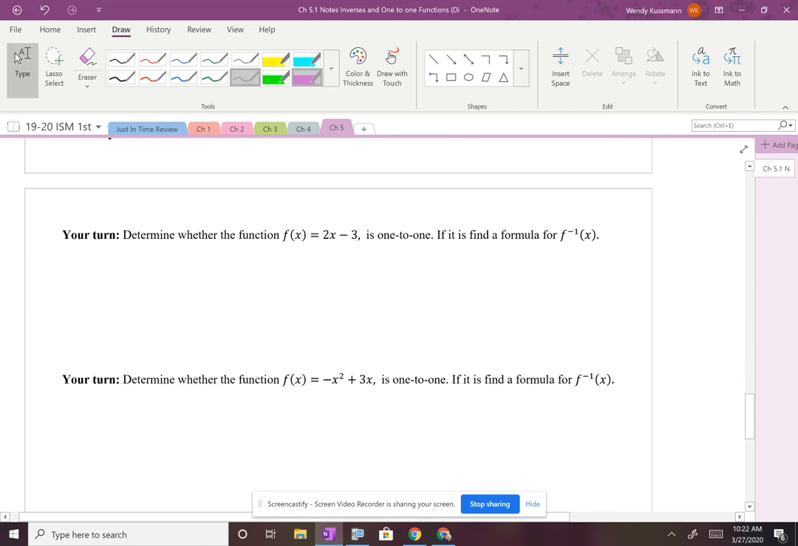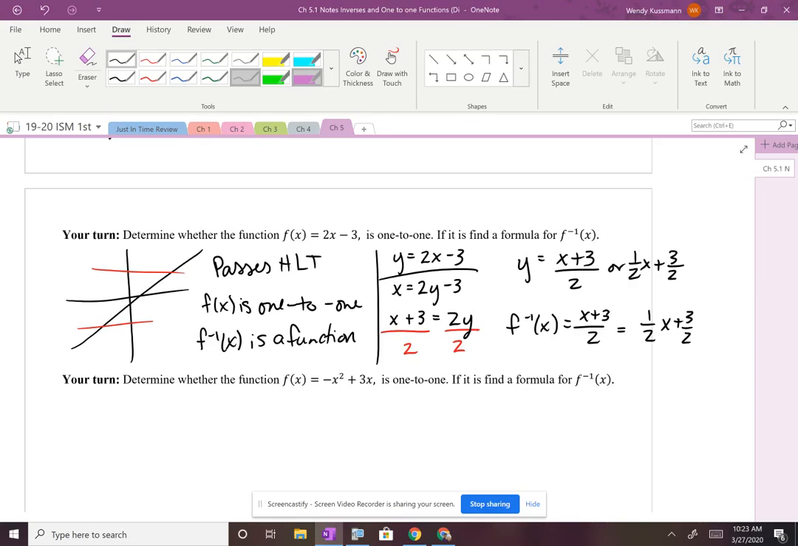The next two are your turns. So you go ahead and work this first one and choose the correct answer, and work the second one and choose the correct answer. Here's the answer for the first your turn. Now go ahead and work the second one on your own as well.